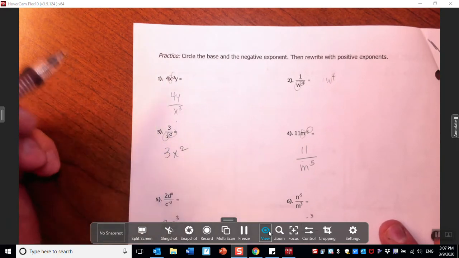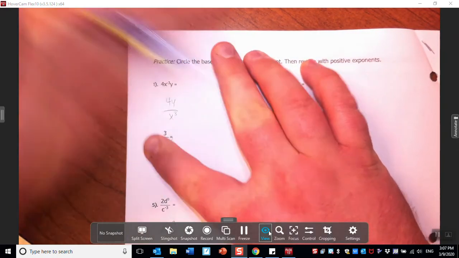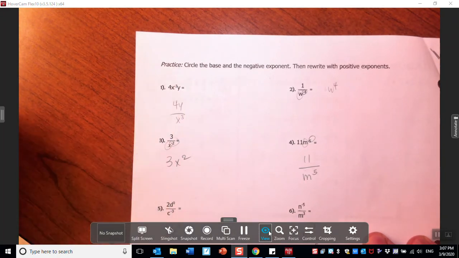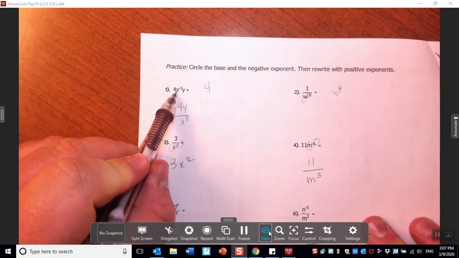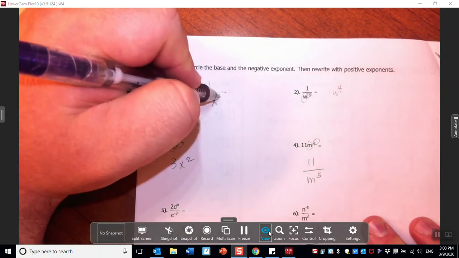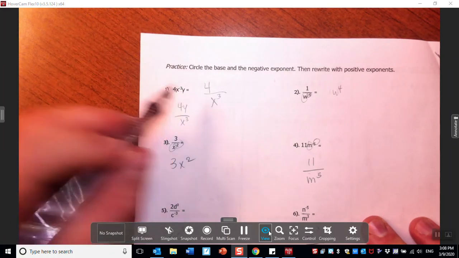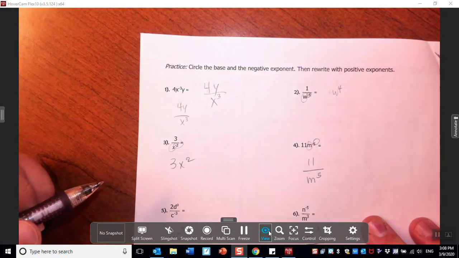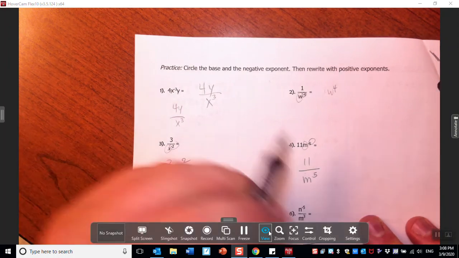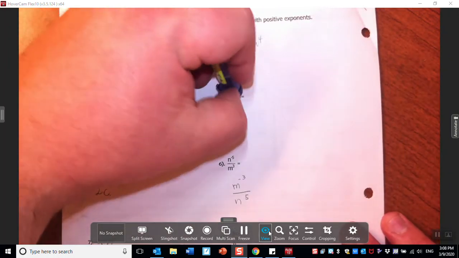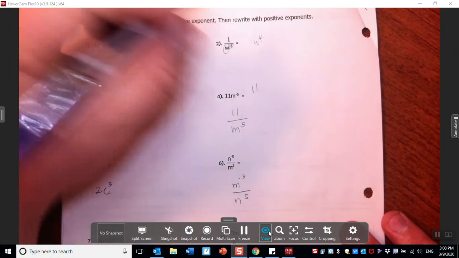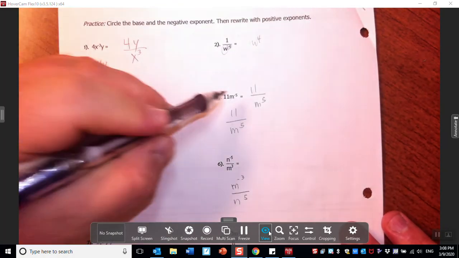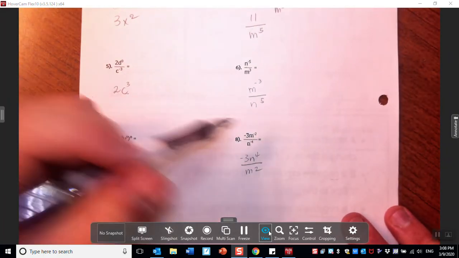Okay, so here we see 4x to the negative 3 over y. The 4 gets to stay at the top. It doesn't have a negative exponent, but the x has a negative exponent, so that goes to the bottom. The y does not have a negative exponent, so it also stays on top. Let's find one where we have a negative in the top, number 4. So we have 11m to the negative 5. The 11 gets to stay, but the m to the 5th goes to the bottom because it has this negative exponent.